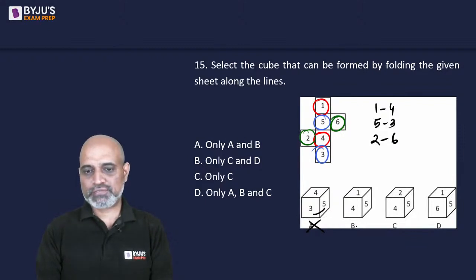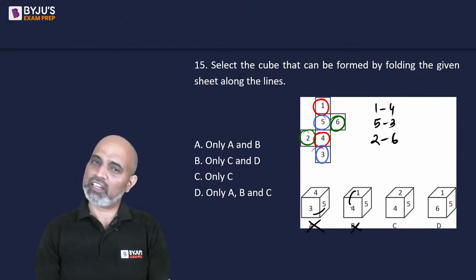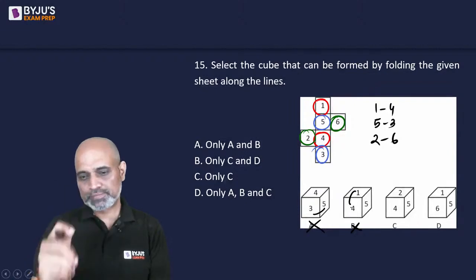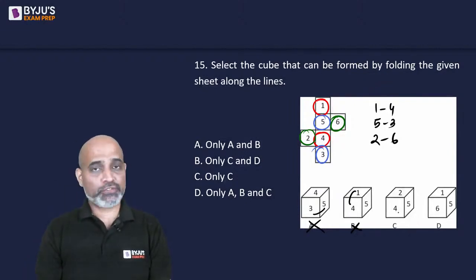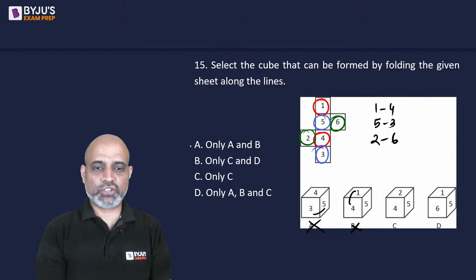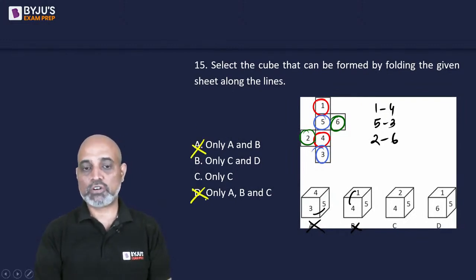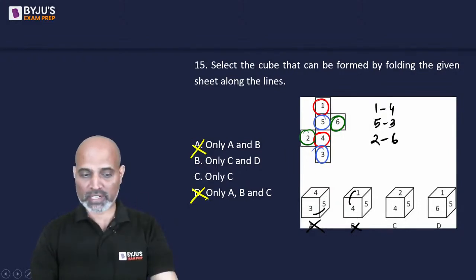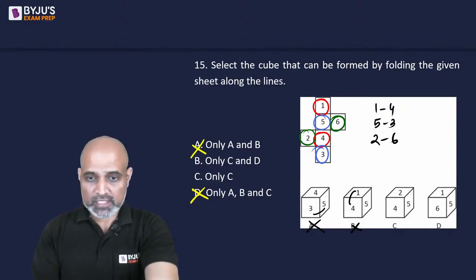1, 4, 5 cannot be. How do you see 1 and 4 both? That's wrong. 2, 4, 5 is very much possible. 1, 5, 6 is very much possible. So obviously our answer is not A and not D. Now which of the remaining will be formed? Let's check that.